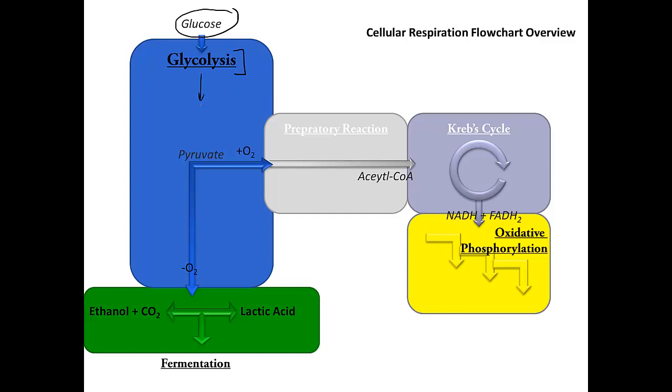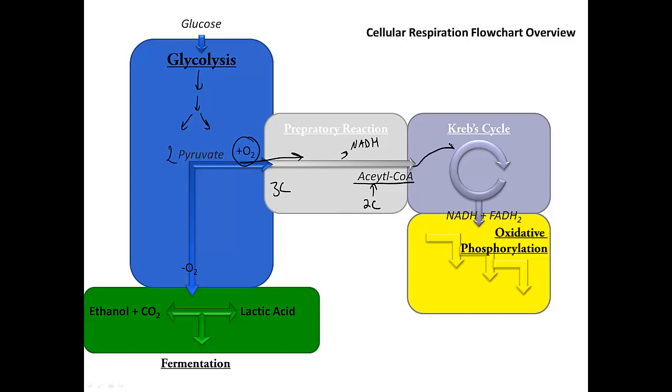So, the products of glycolysis are 2 pyruvates. Let me start that over again. Glycolysis takes glucose and breaks it down into 2 molecules of pyruvate. In the presence of oxygen, pyruvate is pumped into the mitochondria, where it undergoes the prep reaction. The prep reaction produces an NADH molecule, as well as acetyl-CoA. Acetyl is simply the 2 carbons left from the 3 carbons that came in from the pyruvate.